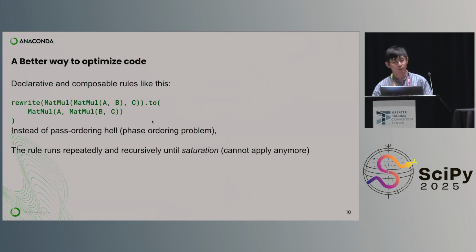So what I've shown is a better way to optimize code. You can write rules that are declarative, and they're actually composable. They are pure logic statements. They have no side effects. They can run in any order, and that means there's no phase ordering problem, so you don't have to care about the ordering of your compiler passes. And this rule will run repeatedly, recursively, exploring all the combinations for the simple equations that we have.